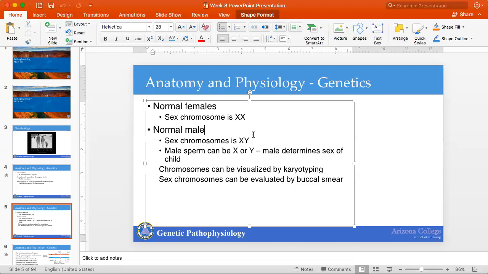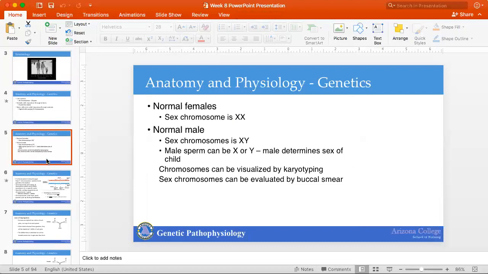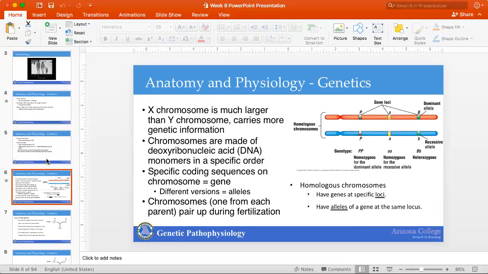Chromosomes can be visualized by karyotyping, which is just a technique to view images of the chromosomes more easily. And sex chromosomes can be evaluated by buccal smear, or just the swabbing of the inside of the cheek. The X chromosome is much larger than the Y chromosome and carries more genetic information. Chromosomes are made of DNA monomers in a specific order, and specific coding sequences on a chromosome equal a gene.